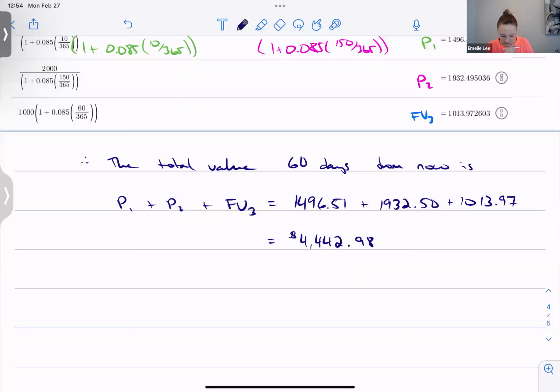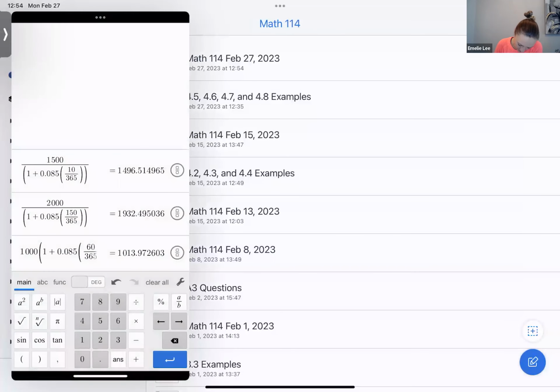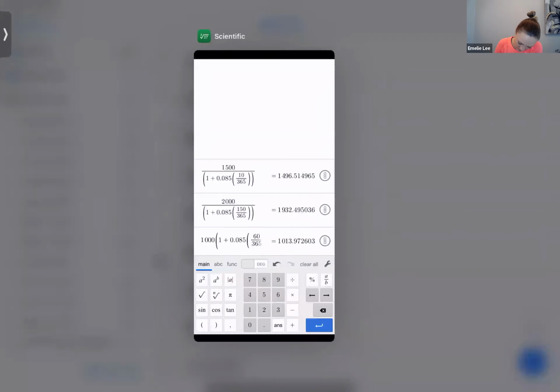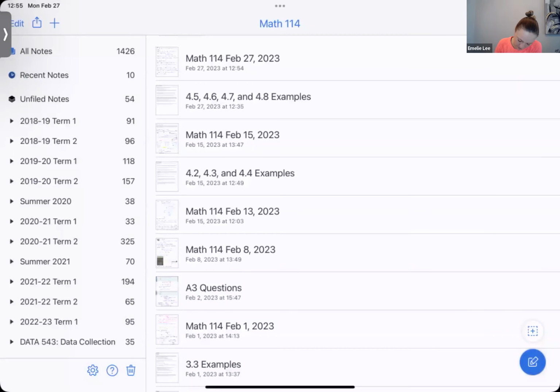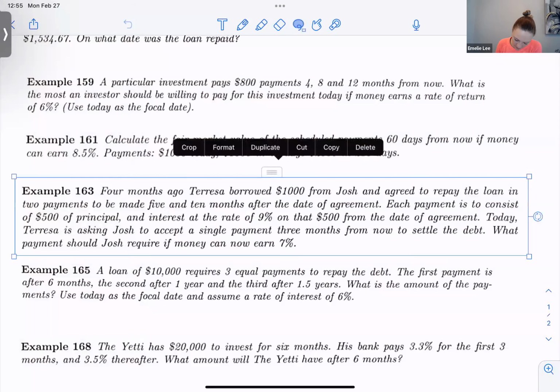Okie dokie. Third on my screen here. All right. Good. We're gonna do example. Hey, why is this here? Oh, cool. There. Let's do example 163.